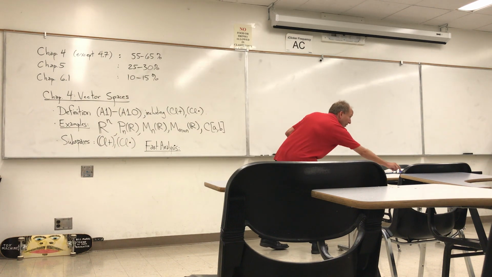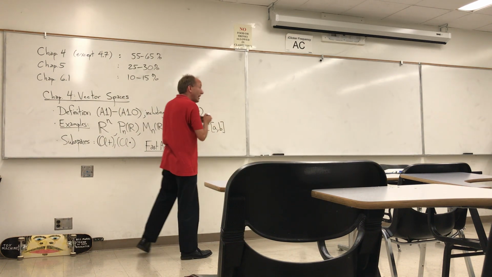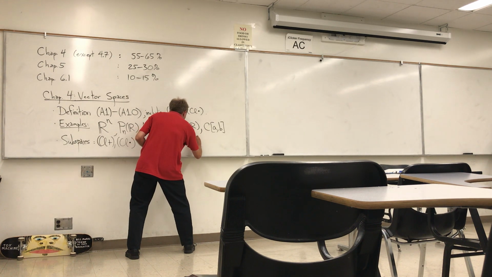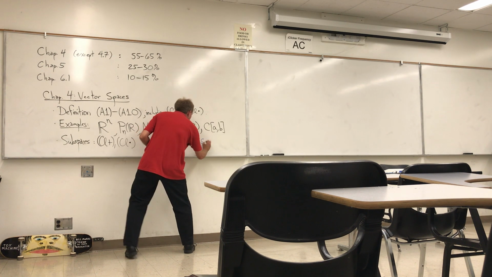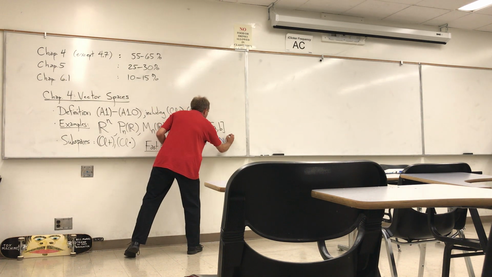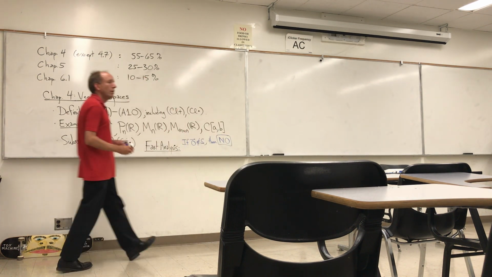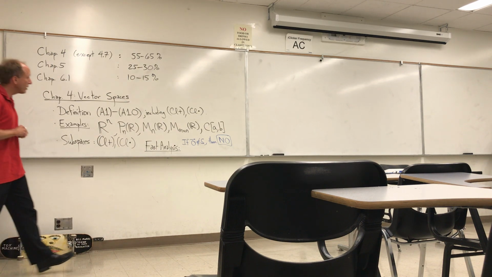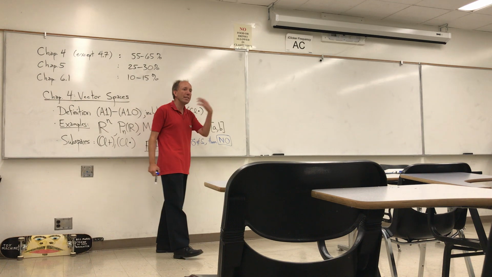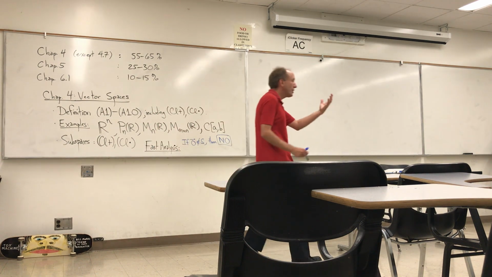So in particular, if there's no zero vector, so if the zero vector is not in S, then you do not have a subspace, right? So you can check that zero vector. That's usually the first thing I like to do. If the zero vector is not in the set, then you don't have a subspace.